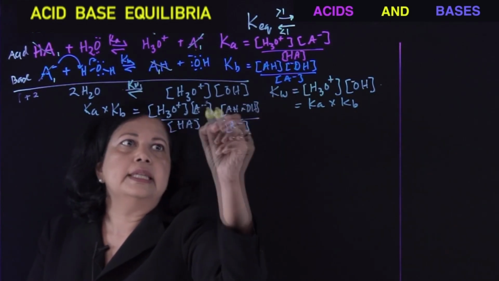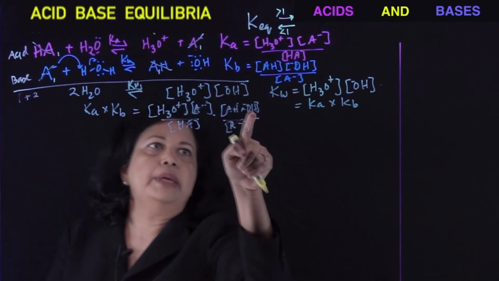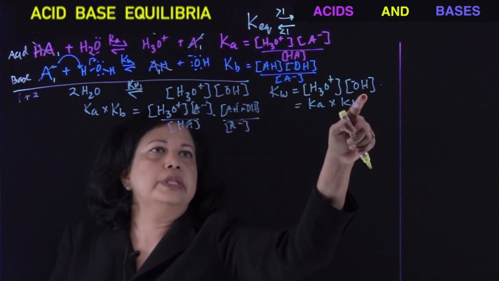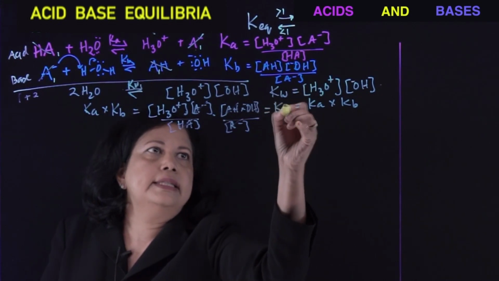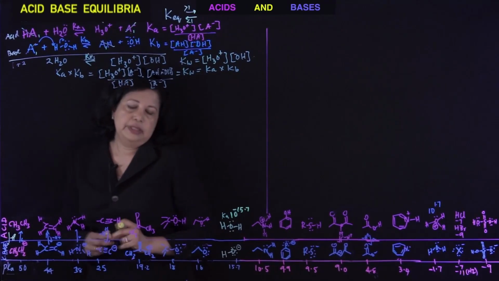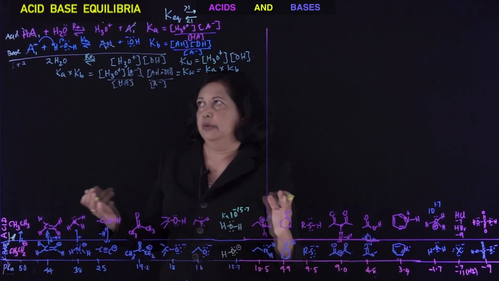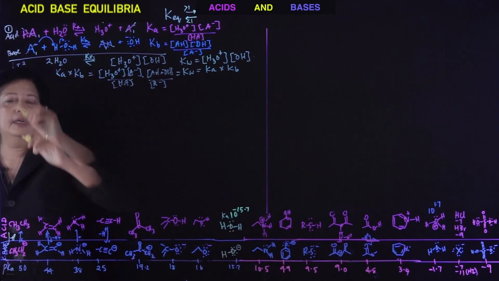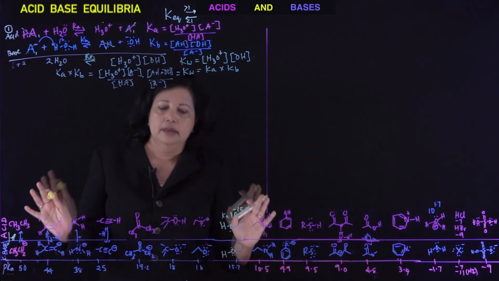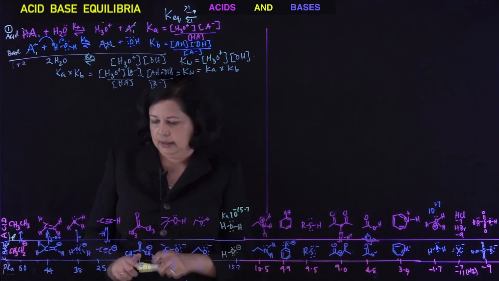And you can see these are going to get cancelled. It's going to be Kw, which is this. So we kind of proved that this is correct. And you did this before as well. I just wanted to go stepwise. So this is one of the very important tenets or concepts in acid-base chemistry, right?